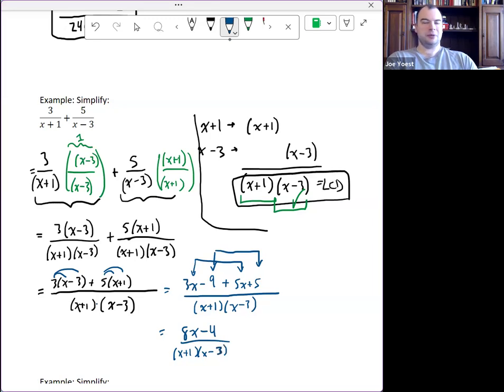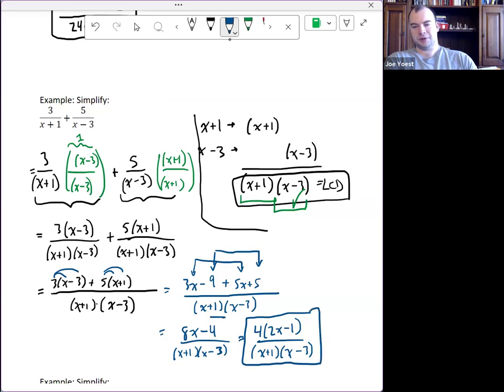And my denominator stays the same, x plus 1, x minus 3. My numerator, I can pull out a 4, and I'm left with 2x minus 1. And my denominator, x plus 1 times x minus 3. Does anything divide out? No, I don't have any common factors here. So this is the best that I can do.